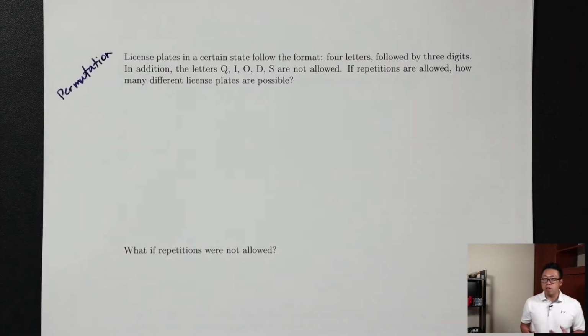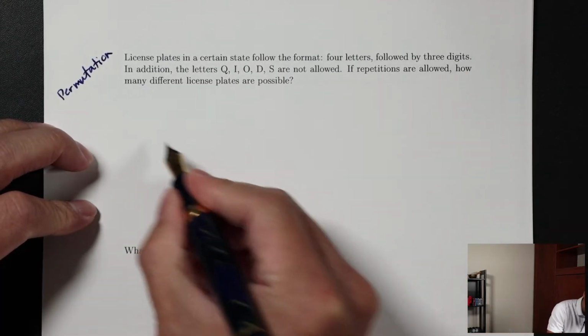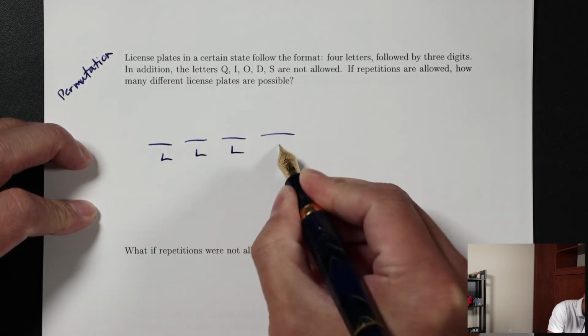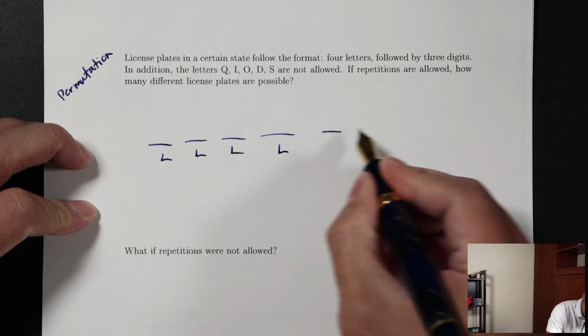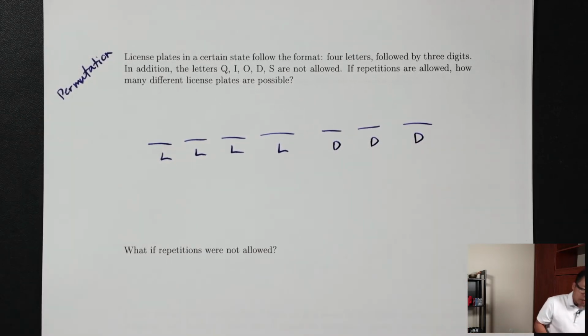Okay, permutations are blanks and numbers. How many blanks do I need? 4 letters, 3 digits. So 1, 2, 3, 4. These are letters. And then 3 digits. Okay, go through and count how many options we have for each blank.